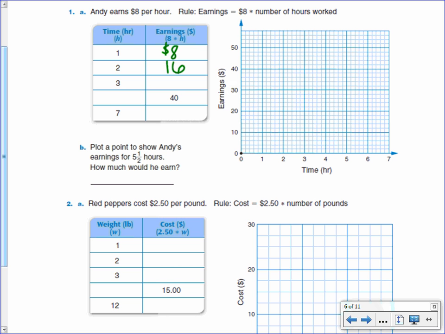I guess I can put my labels on. $24 if he works 3 hours. 5. Ooh. 5. Yeah, to kind of think a little bit backwards. If he made $40, instead of multiplying by 8, you have to divide. So 40 divided by 8, 5 hours. And if he works 7 hours, he's going to make $56.